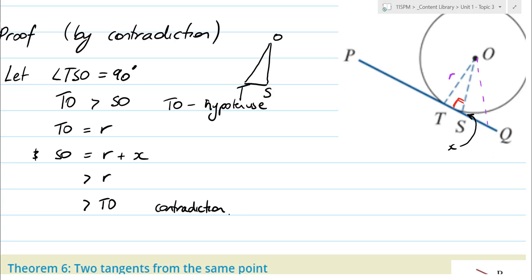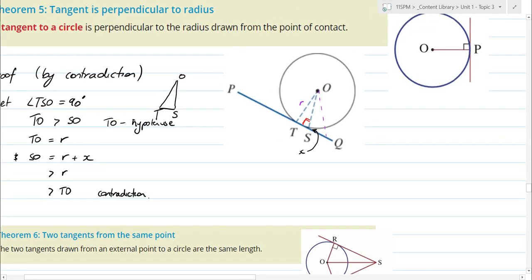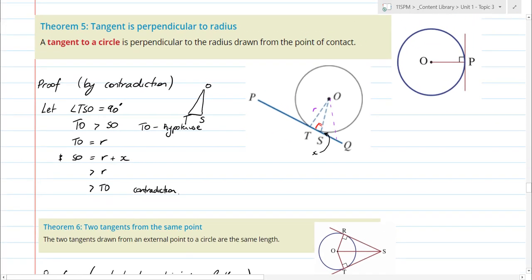So there's a contradiction in our assumption that the negated statement is true, and therefore the original statement must be the true statement. That makes sense? It's a really good example of a proof by contradiction, and it shows that this is true. So you do have to memorise all these circle theorems, but most of them aren't too bad.